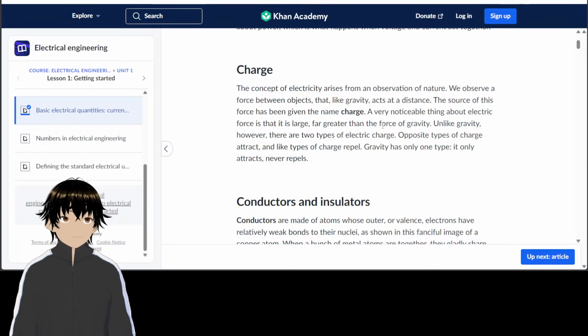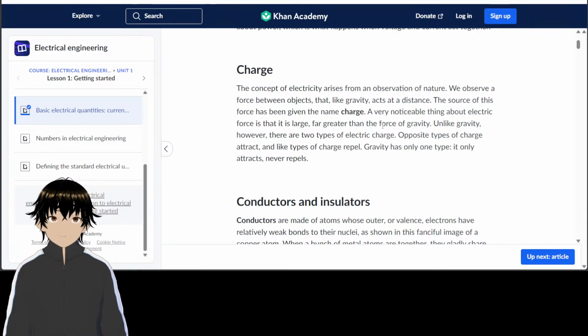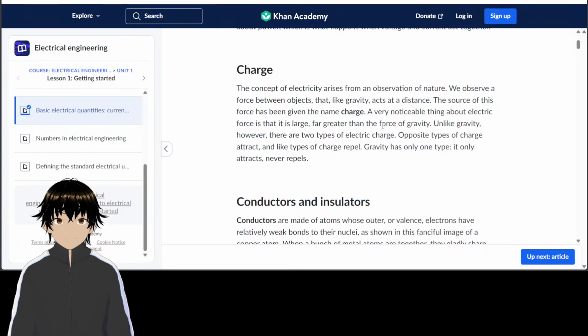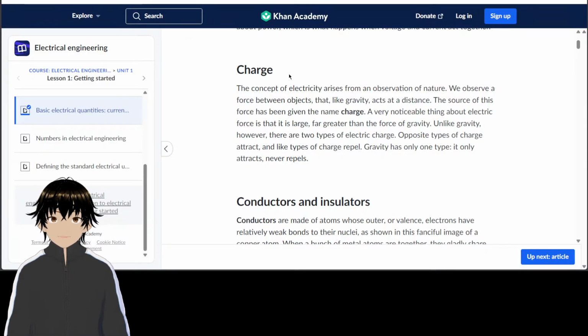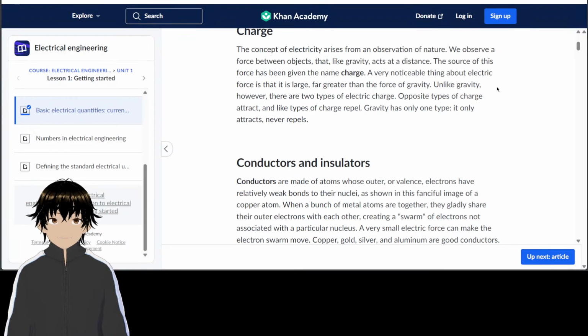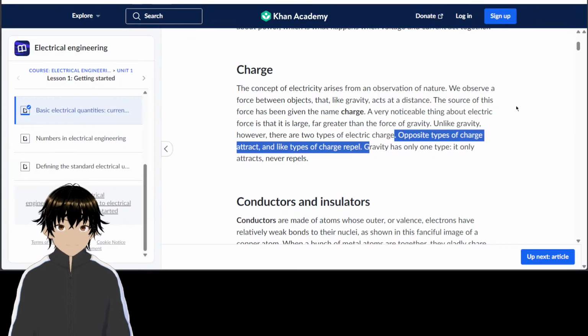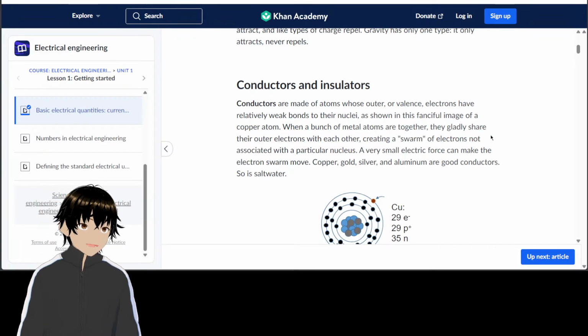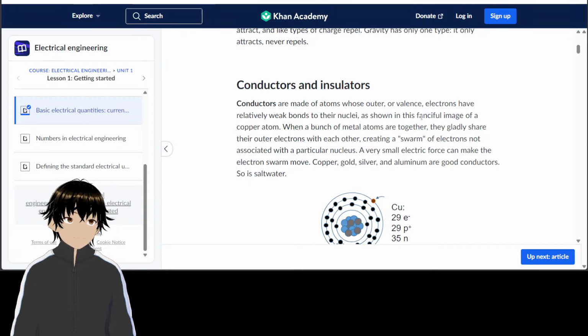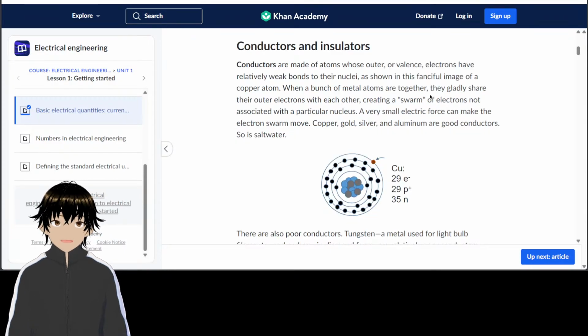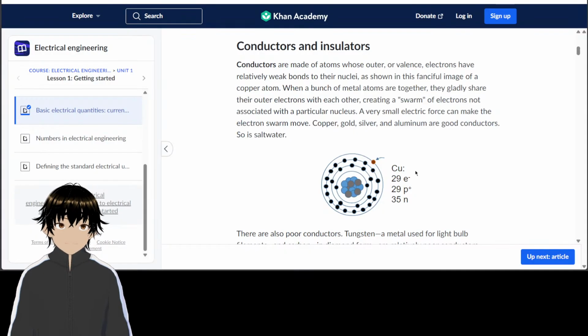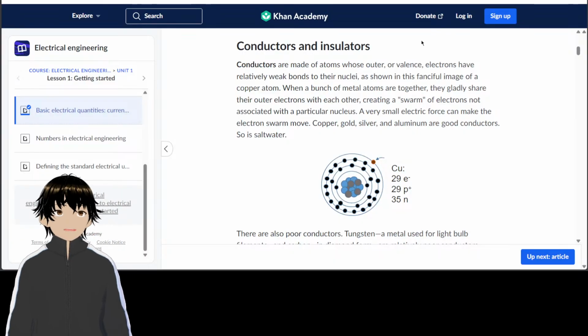Okay, so we know that there is what we call charge. Apparently it's the source of a force, and we fundamentally know that opposite types of charges basically attract each other, while like charges repel each other. So this is actually also what we discussed with conductors, the copper wire.